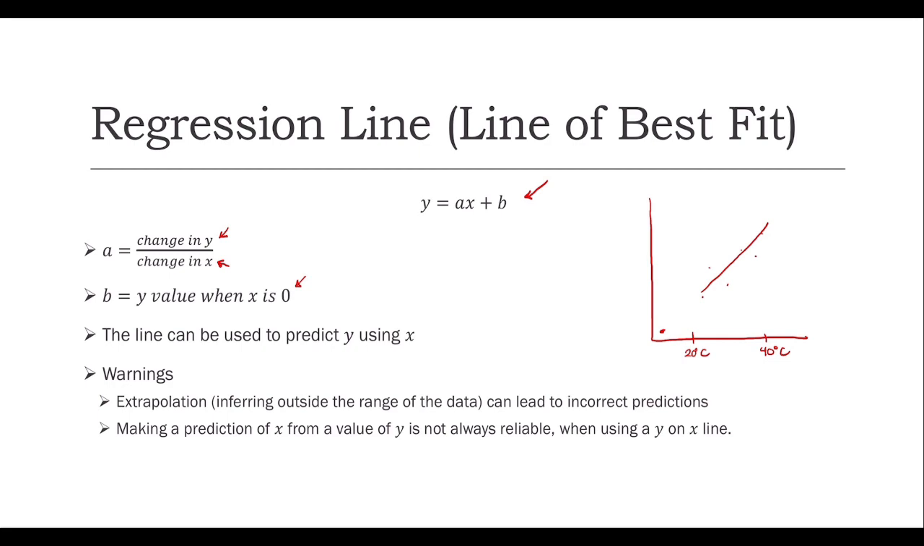Another warning is making a prediction of X from the value of Y is not always reliable when using a Y on X line. So you can't always put in Y and figure out X because we don't know if the relationship works both ways. So with these kind of lines, you would only want to use X to predict Y.